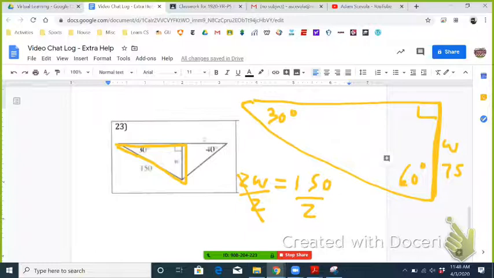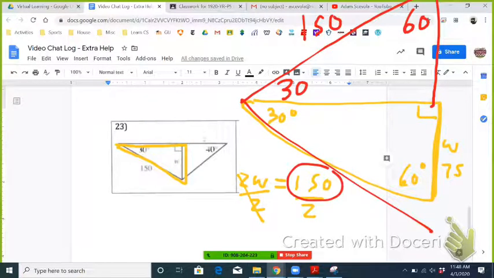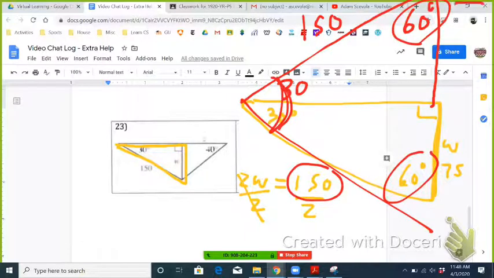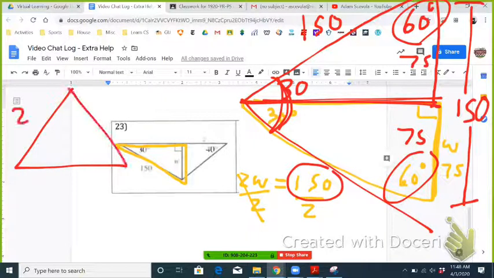If you imagine another 30, 60, 90 triangle that's identical to it right here, so that's 30, that's 60, this side is 150, just like this side here is 150. Well, this angle is 60, this angle is 60, and this whole angle is 60, which means that this whole side should also be 150 because it's an equilateral triangle. All the angles are 60. So this altitude in between the two 30, 60, 90 triangles is going to divide this side in half into 75 and 75.